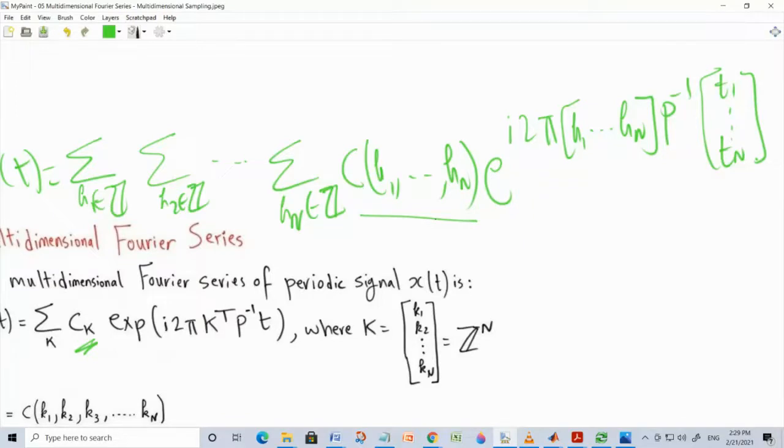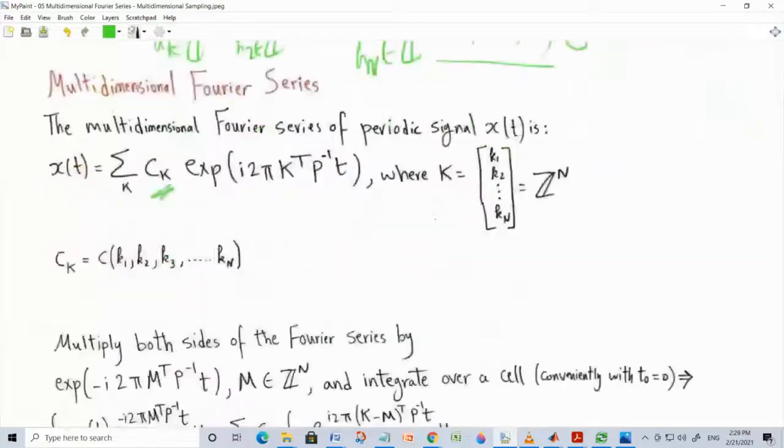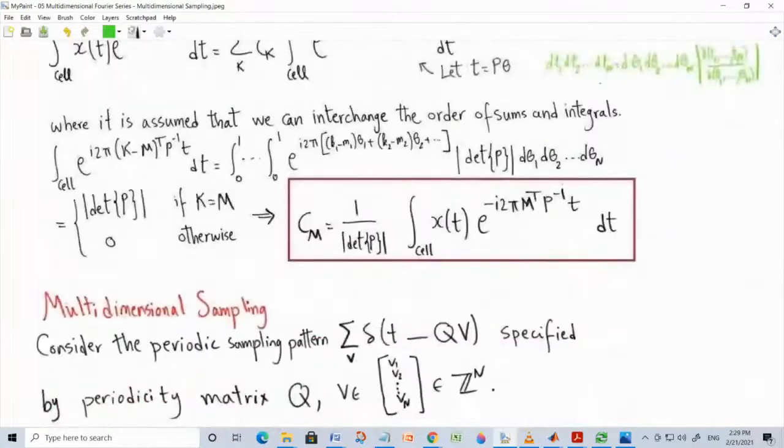And you obtain them with an integral. So what is the integral now? I will just give you the formula. So this is the integral for the Fourier series coefficients.